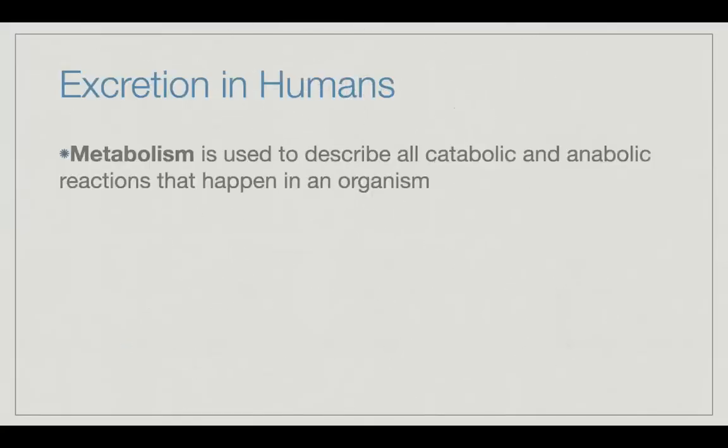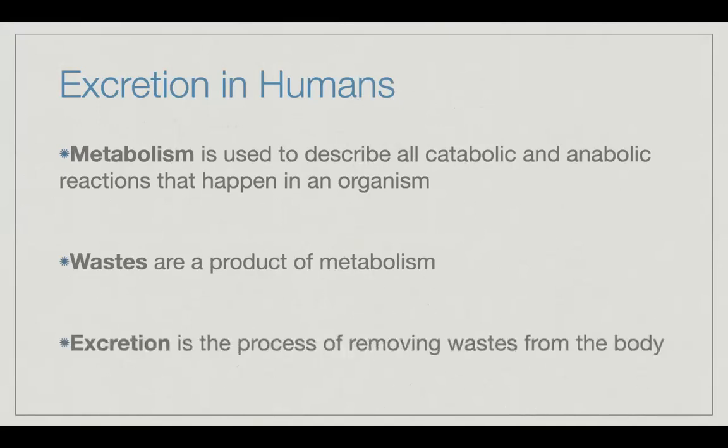So metabolism is used to describe all catabolic and anabolic reactions that happen in an organism. Now, catabolic and anabolic just mean breaking down molecules and putting them together. So wastes are a product of metabolism, and excretion is the process of removing those wastes from the body. So they're completely separate from digestion.